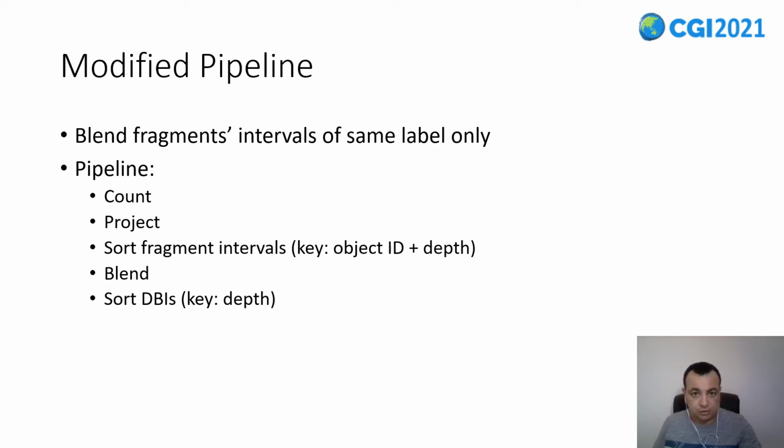The DDS construction pipeline is a little modified for our specific application. We still have the count and project stages again, but now we sort the fragment intervals with respect to a compound key of object ID and depth. We blend, and then we sort again the resulting DBIs based on depth.